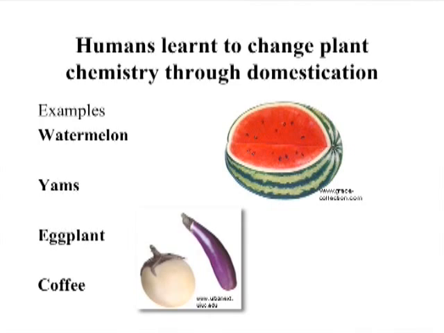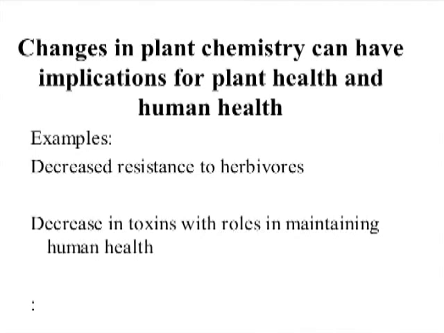But in the cases in which we've decreased these toxins, these chemicals in our food plants, what are the implications? Well, if these toxins are there as defenses against herbivory, when we take them away, of course we make those plants much more vulnerable to herbivory. And there's two consequences of this. One is, of course, they're vulnerable and they can be eaten, but if we are growing them, we're not going to let that happen.